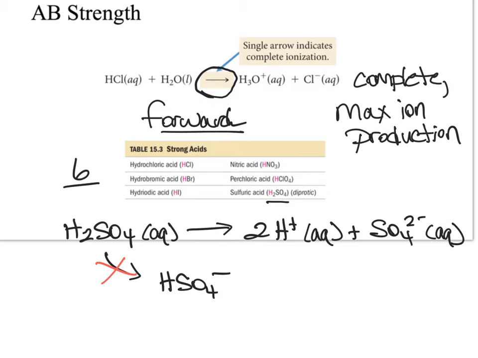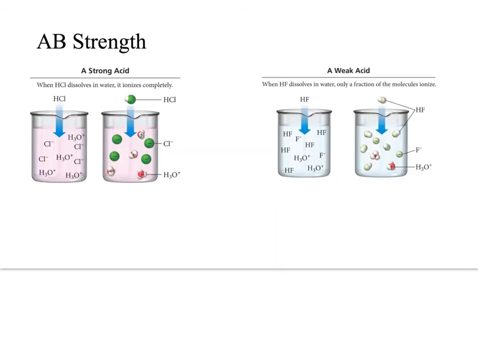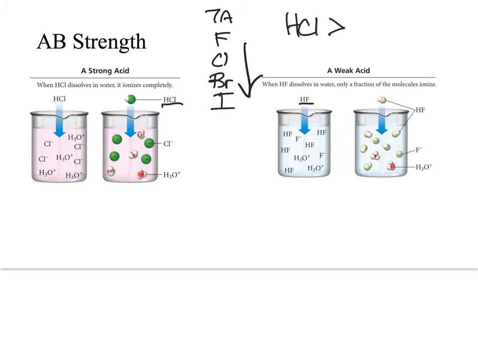So let's take a look at a conceptual idea of the difference between a strong and a weak acid. On the left-hand side, we have a graphic to represent HCl, and on the right-hand side, HF. And think about the periodic table in group 7A. Fluorine is the first element, then chlorine, then bromine, then iodine, and acids increase in strength as we move down the periodic table. Okay, so we know that HCl is a stronger acid than HF. We can represent that looking at the 2 different beakers here.